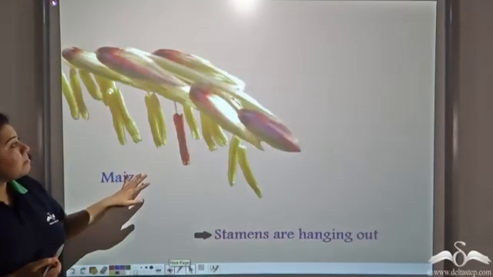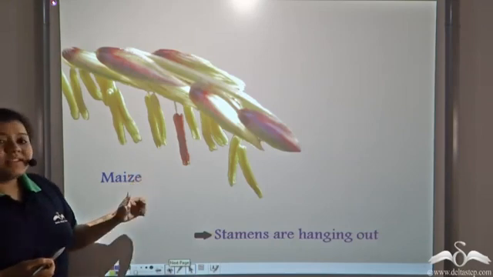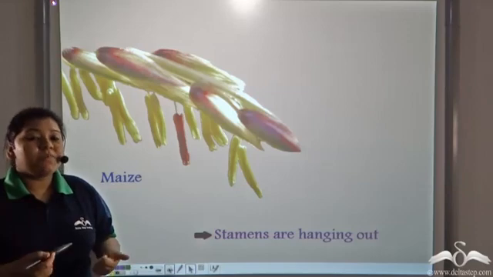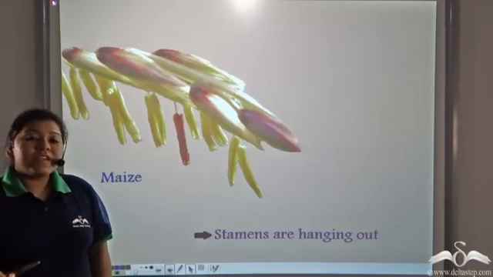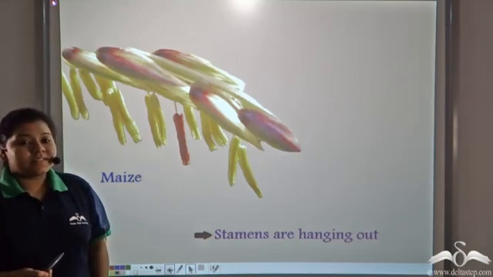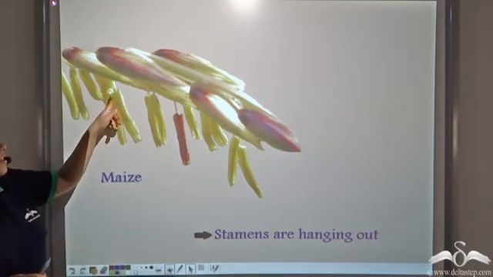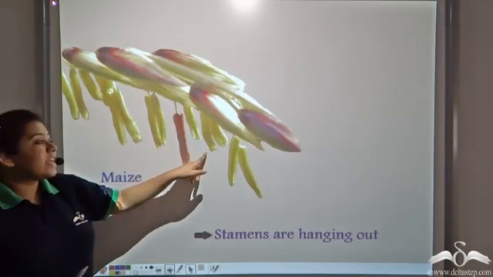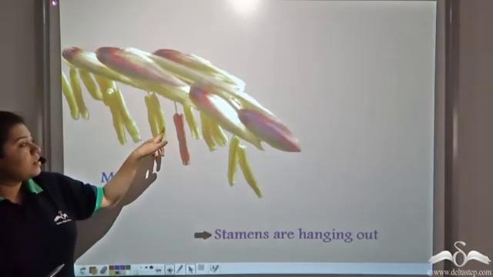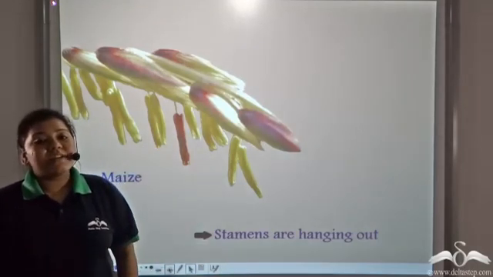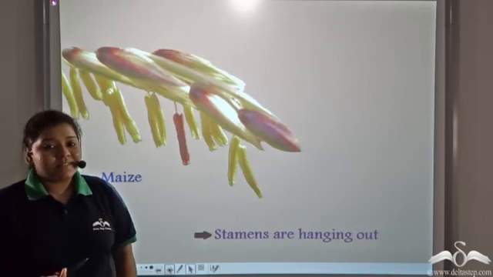This is a maize plant, and it is a plant that depends on wind pollination. For wind pollination, they have certain modifications. See, the male reproductive part or the stamens are hanging out of the plant so that there is easy transfer of pollen grains by the wind.